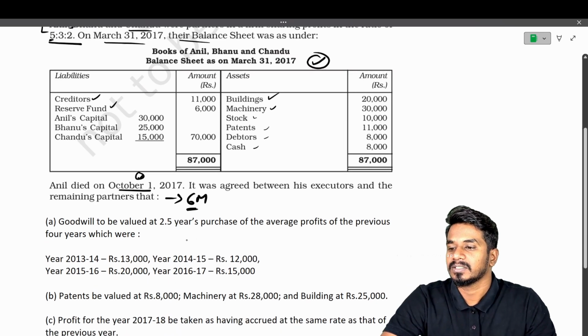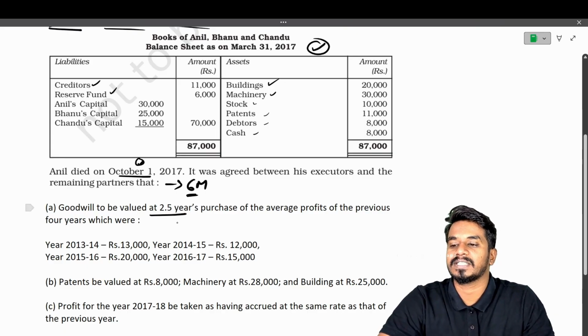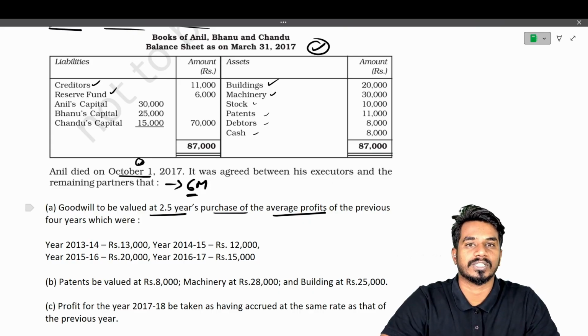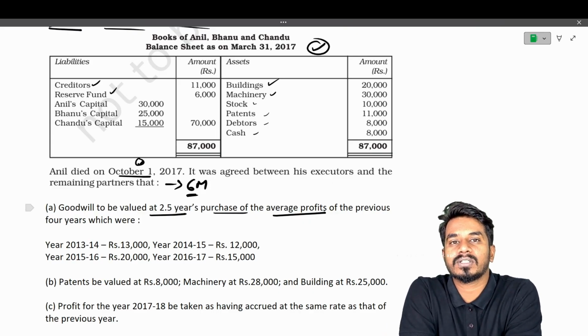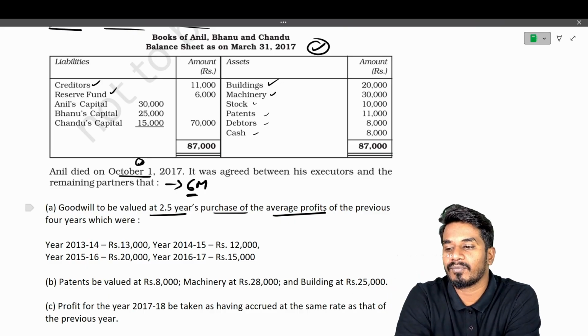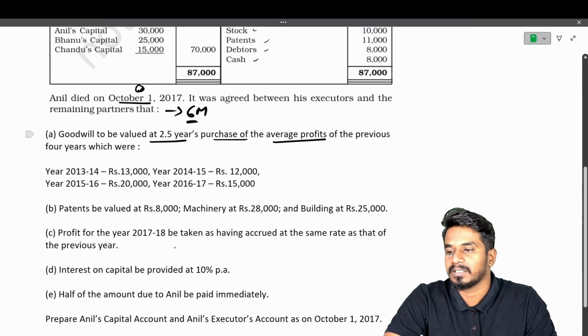Goodwill is to be valued at 2.5 years purchase of the average profits of the previous 4 years. So goodwill is given, but we have to calculate it on the basis of the average profit of 4 years. Correct. So the previous 4 years we have to calculate. Fine. We will calculate that.